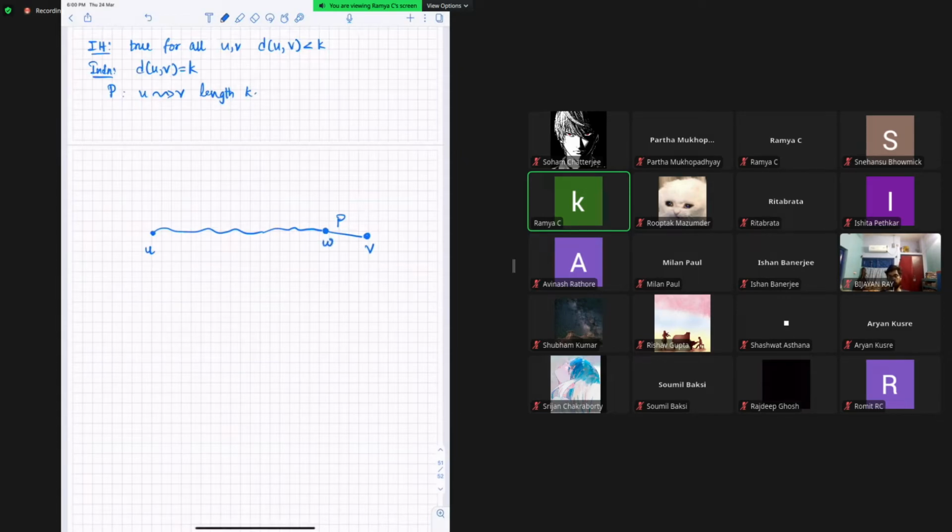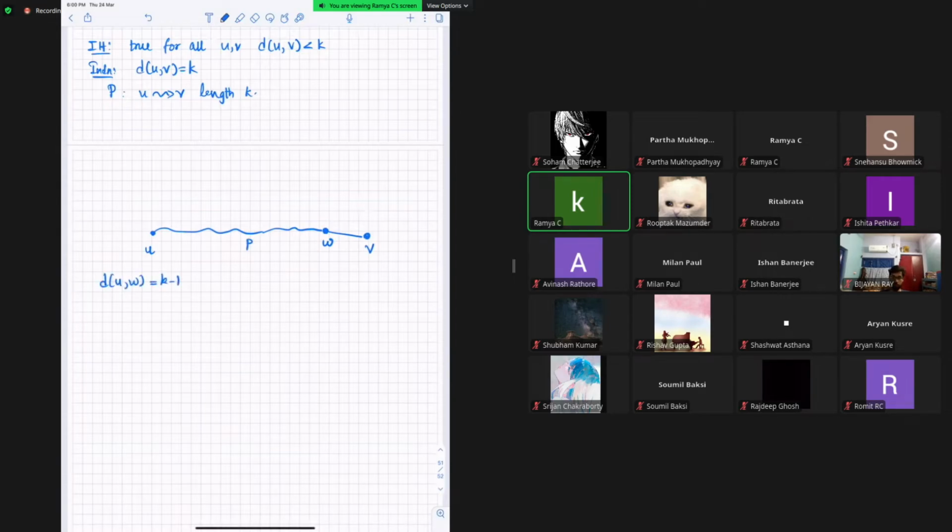What should I do? I've already given you one clue. So we can find a vertex disjoint path between U and W. That's the next step. So this is the path P. Now I know that the distance between U and W is K minus 1.